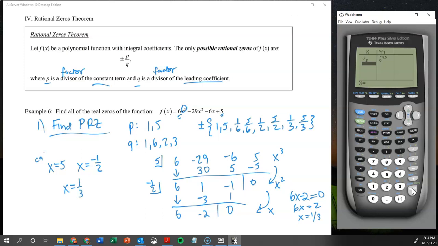So once again, we got these first two from the calculator, and the third one came from synthetically dividing by the 2 zeros we got out of the calculator and then solving the last line.